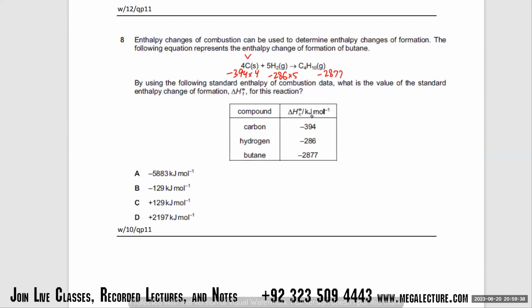So you know the combustions of the reactants and the products. So with combustion, it's going to be reactant minus product. So it's going to be minus 394 times 4 and minus 286 times 5. So that's my reactant minus my product, which is minus 2877. So क्या है इसका? B again, sir. B? Negative 129. Yeah, that's negative 129.